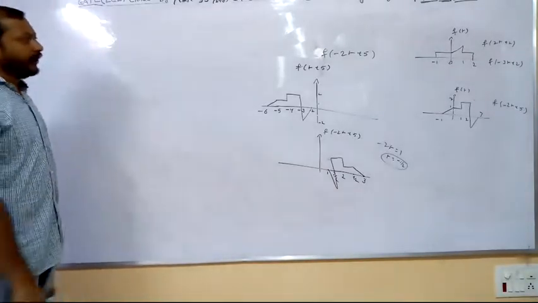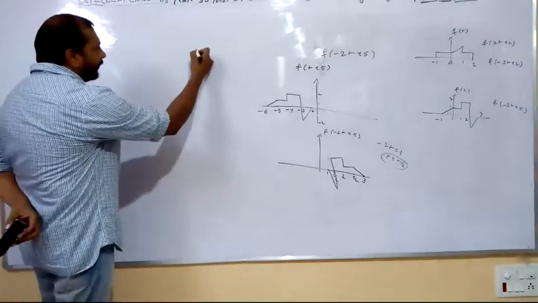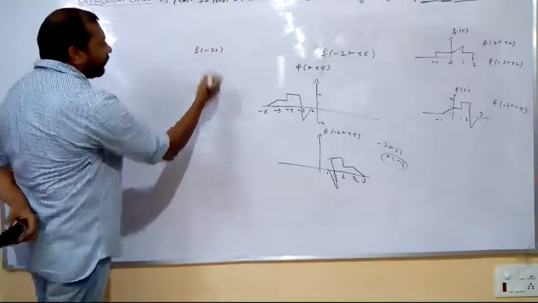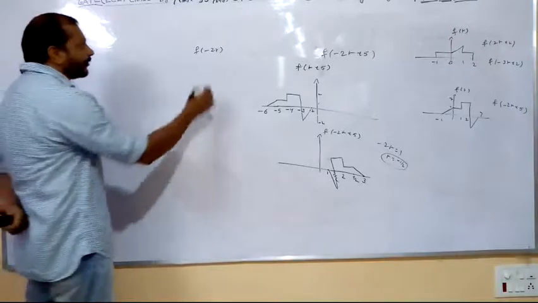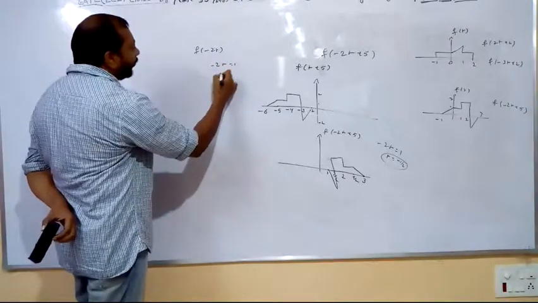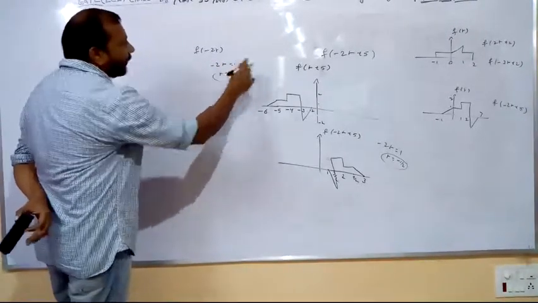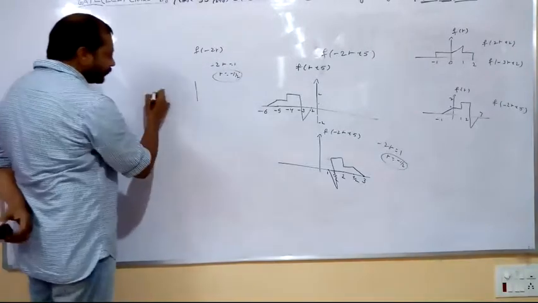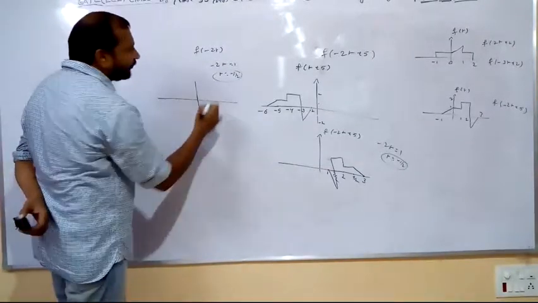Right. Now I want to go in a different procedure. First we have to write the f of minus 2t. That f of minus 2t is nothing but simply minus 2t equal to 1, t equal to minus 1 by 2. This is to be multiplied with the original signal.